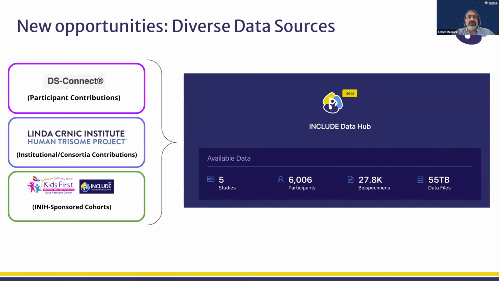So for example, you'll see in the demonstration that one data source is DS Connect, and DS Connect represents data essentially generated or submitted by stakeholder community members and participants themselves. Historically, most of that type of data is typically isolated and discrete from data generated by researchers or academics. In the Include Data Hub, we're going to bring those types of data together with data sets generated by researchers.